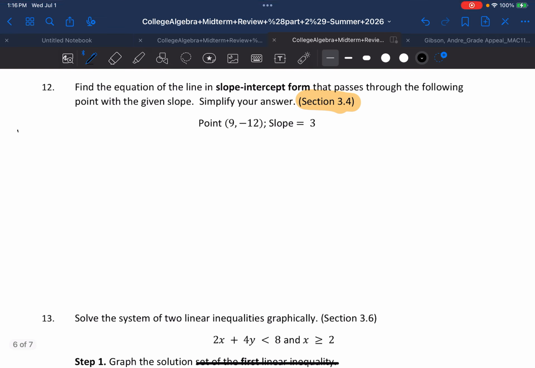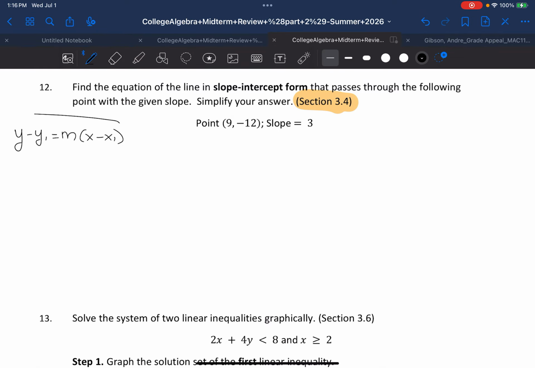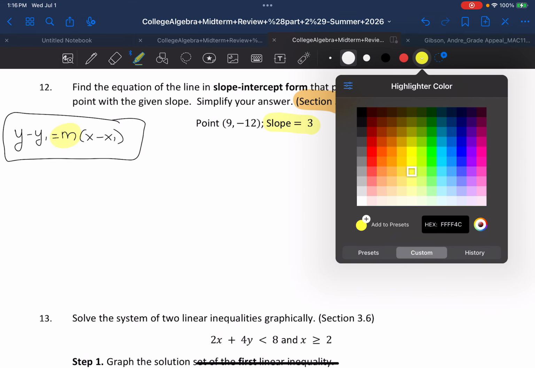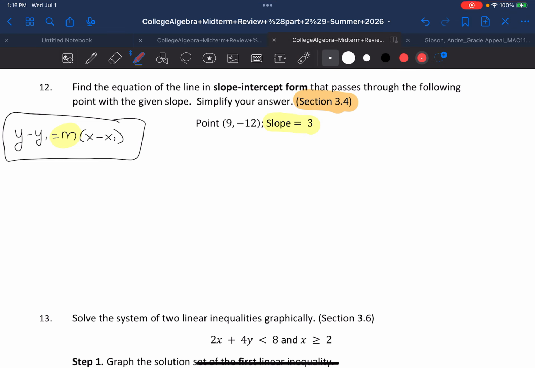By using the point slope formula. So this is the point slope formula here, where m is the slope and the x1, y1 is going to be the 9 and the negative 12. So 9 will be x1, negative 12 will be y1, because that's the point that lies on this line.